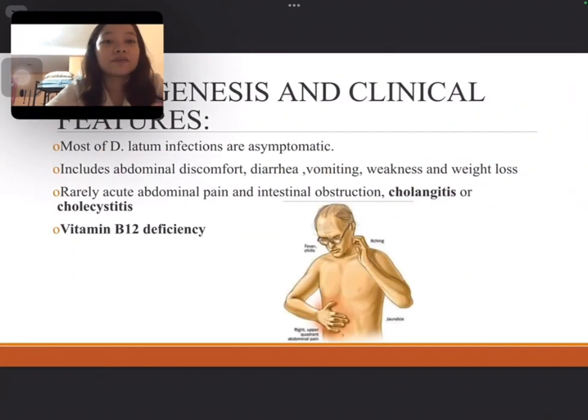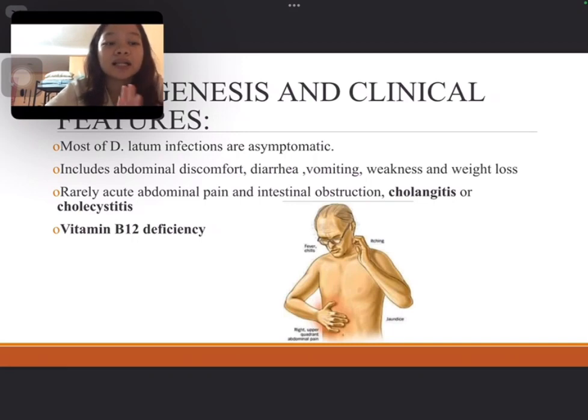For the epidemiology, the prevalence of D. latum varies geographically, with higher incidence observed in regions where freshwater bodies are abundant and fish consumption is prevalent. Understanding the environmental factors contributing to its distribution aids in assessing the risk of infection in different areas.